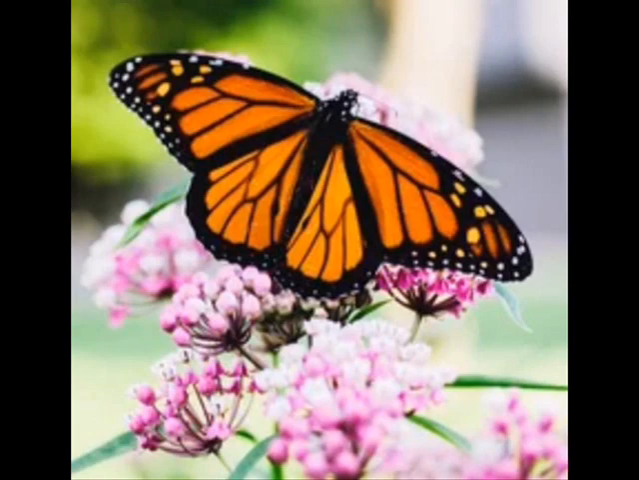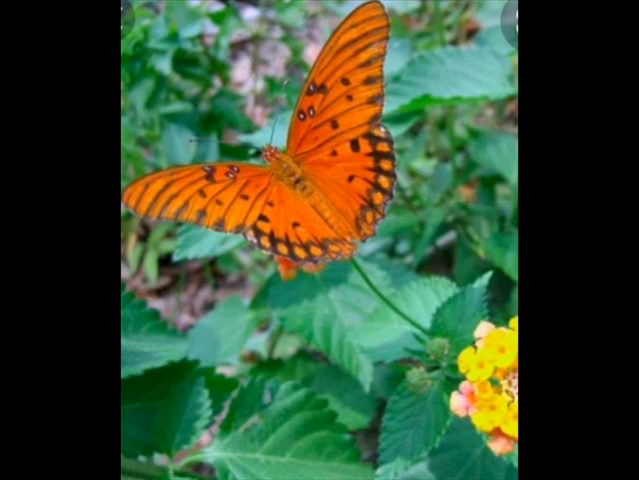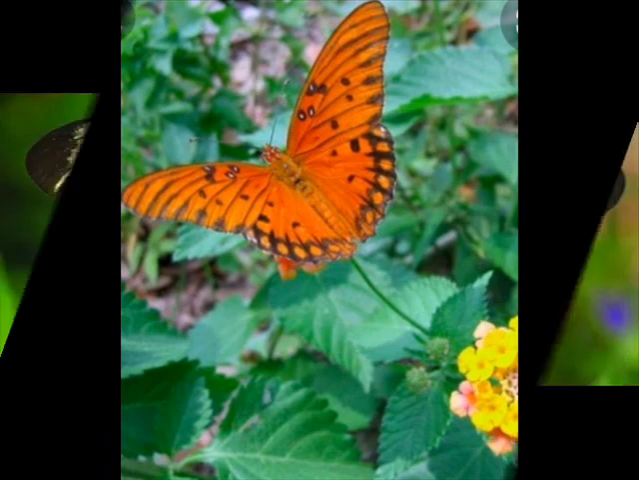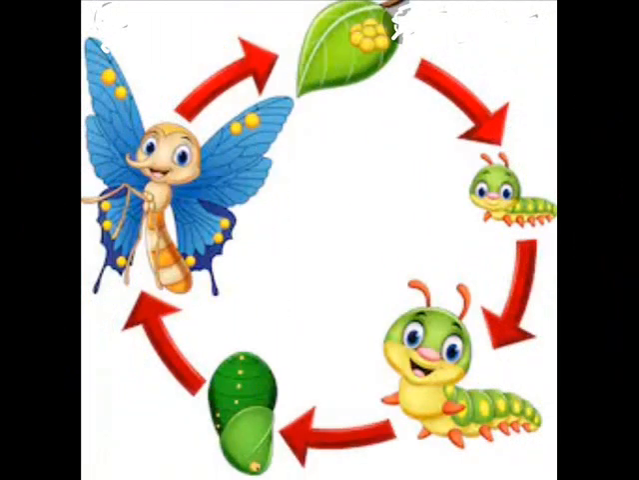Butterfly. Butterflies are known for their beautiful colors and unique patterns. They come in a large variety of shapes and sizes. Butterflies have a life cycle that has 4 different stages. It begins as an egg which is laid on the plant that they eat.